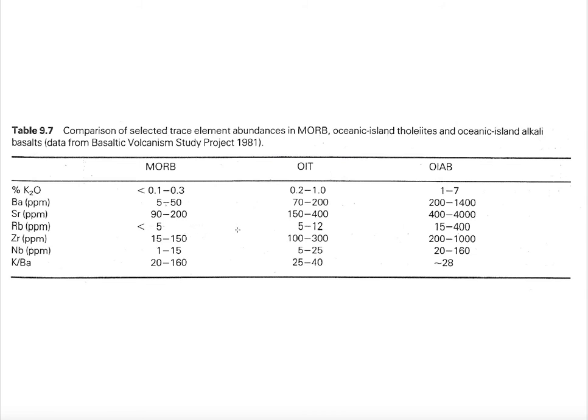So the same for strontium, same for rubidium, same for zirconium, same for niobium, and the potassium to barium ratio is also very different from the basalts from all three locations, or from all three basalts.